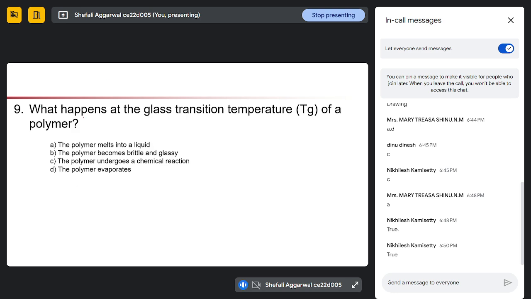So what happens at the glass transition temperature of a polymer? Why are we calling it a glass transition temperature? The polymer melts into a liquid. The polymer becomes brittle and glassy. The polymer undergoes a chemical reaction, or the polymer evaporates.